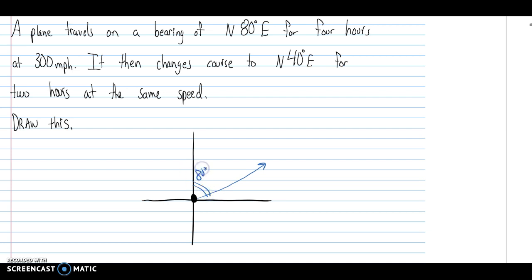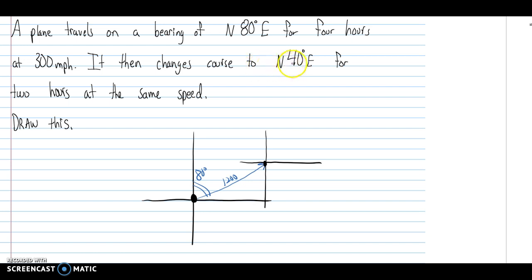Here's where the 80 degrees is at. And if it's traveling 4 hours at 300 miles per hour, 4 times 300 means that it's traveled 1,200 miles, if I know that distance. It then changes course to 40 degrees east of north for 2 hours at the same speed. So when it changes course, I'm going to put a new origin, a new y-axis, a new x-axis. I'll change the color here as well.